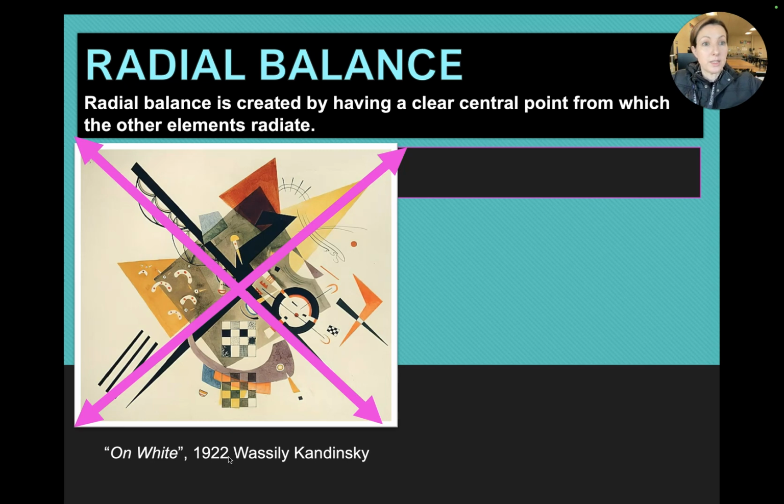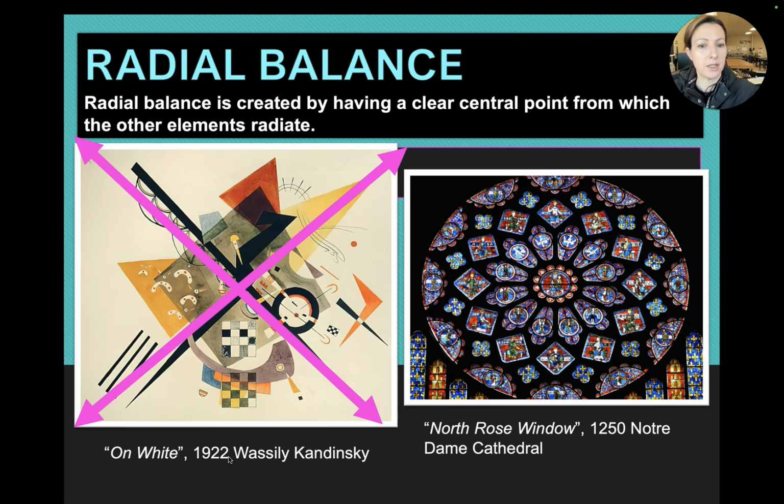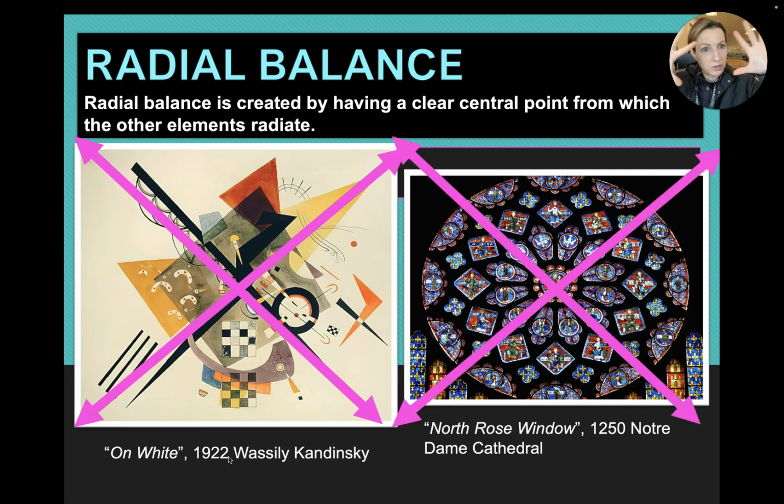Think about those little suns that you draw when you're in elementary school with the little spokes around it. When everything's coming out from the center, that is radial balance. This is the North Rose window from the Notre Dame Cathedral in France. Again, if we're looking at this, it seems as though everything is bursting from the middle. So this would be radial balance.